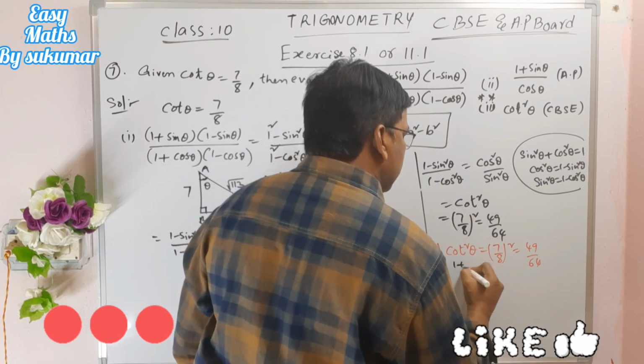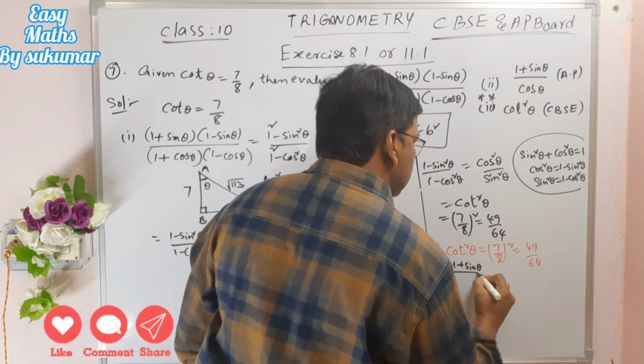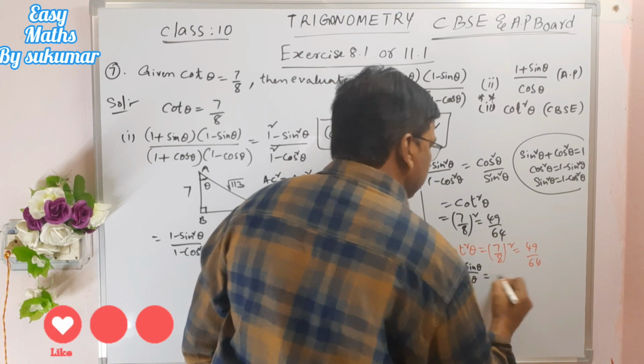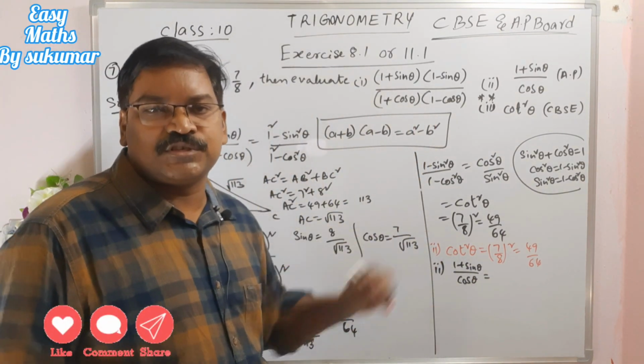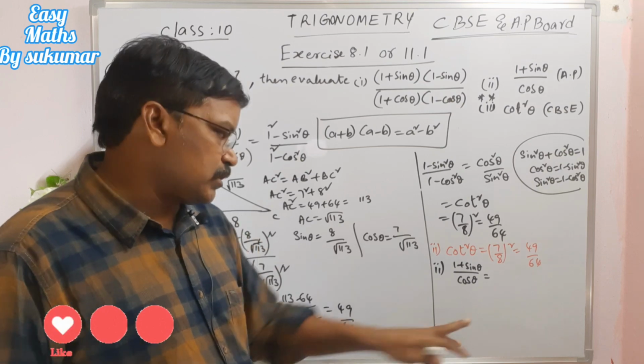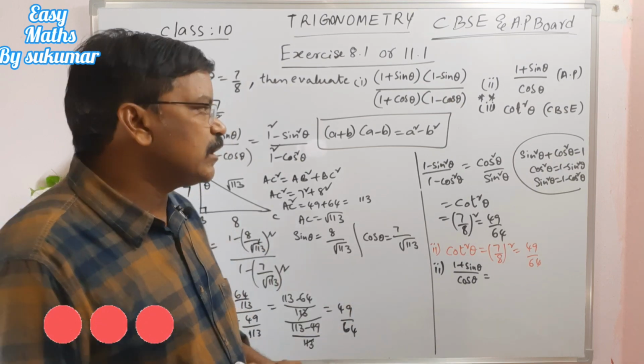Now coming to these AP board students, the second question is what? 1 plus sine theta by cos theta. Actually this bit is not given in the CBSE textbook. Only for AP board students this is given. 1 plus sine theta by cos theta.